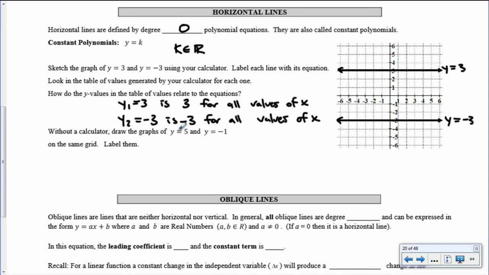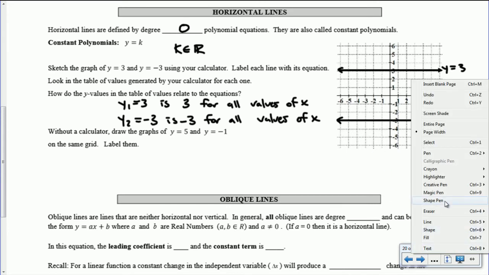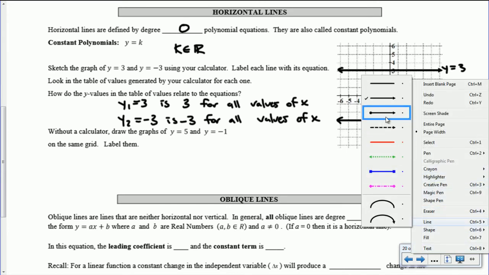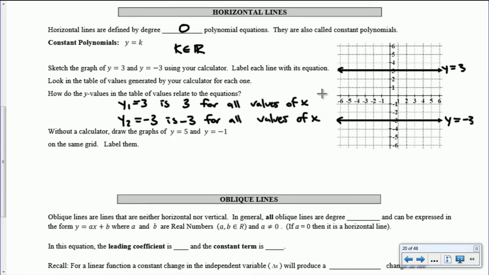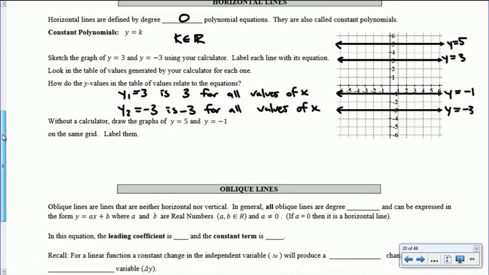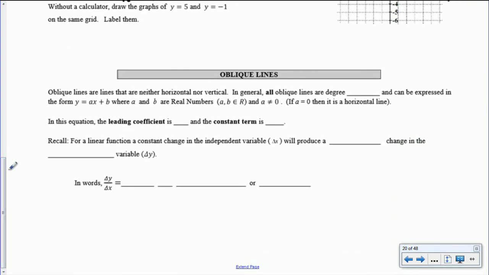Okay, without a calculator, draw the graphs of y equals 5 and y equals -1. So same kind of concept. So y equals 5 will go through there, and y equals -1 will go there. Both lines should go in both directions, so just arrows in both directions. That's y equals 5, and this is y equals -1. Done.